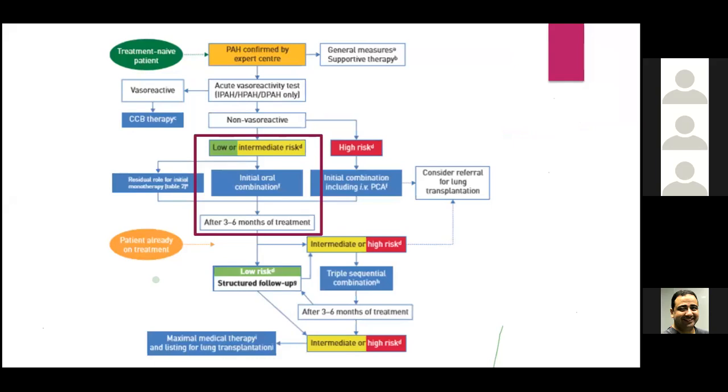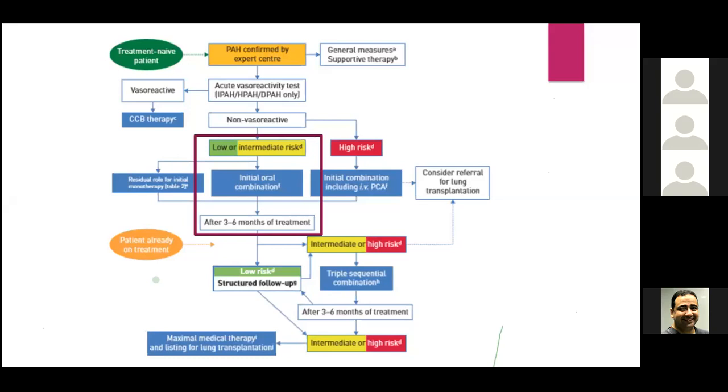After you exclude that, if this patient is vasoreactive, you can give a calcium channel blocker in a large dose. You can give a calcium channel blocker not in the usual antihypertensive dose. You give the calcium channel blocker in a high dose. And if your patient is non-vasoreactive or having any other form of pulmonary arterial hypertension, you should go with the risk.